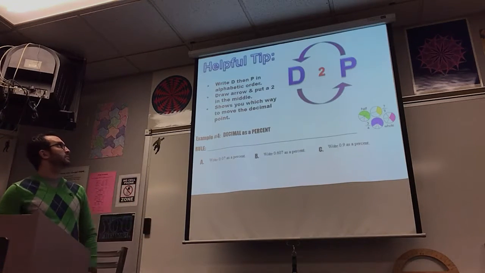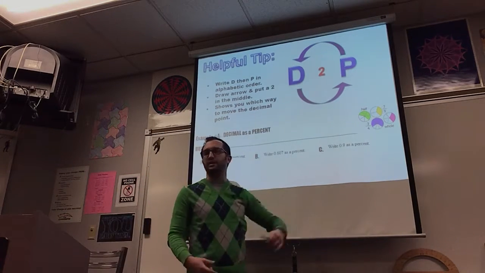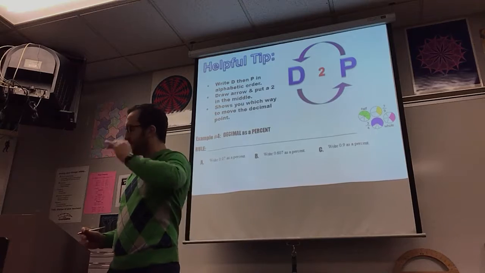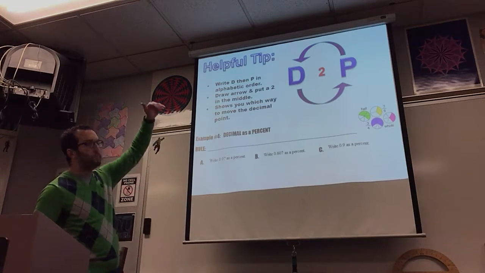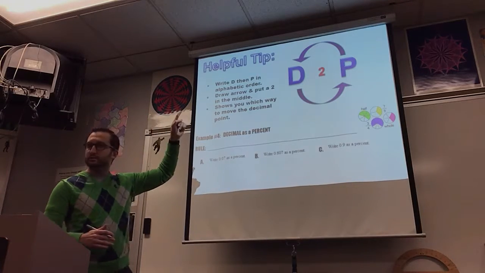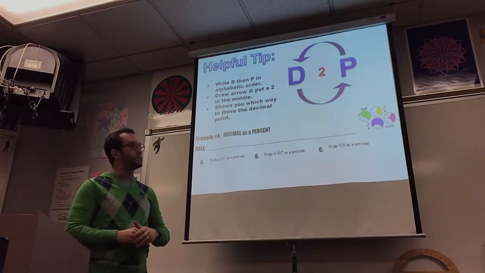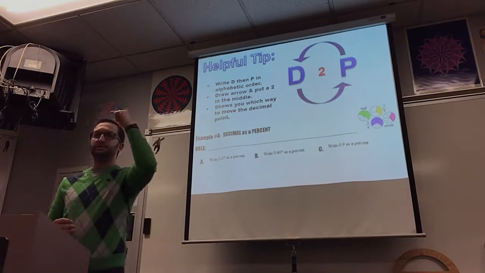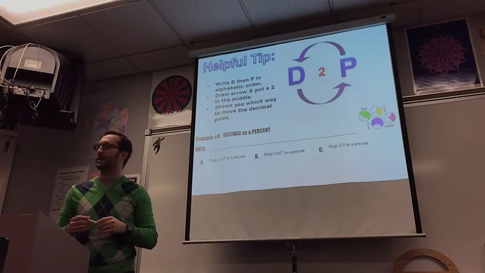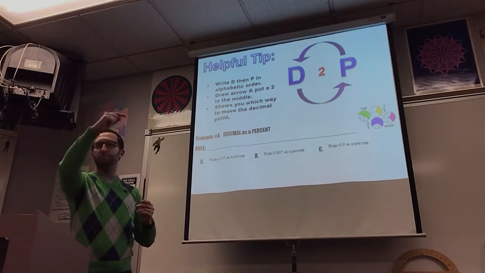And here's the big thing for today. Decimal to percent. D2P, right? Everybody say D2P. Means decimal to percent. And it follows this little pattern. D to P or P to D, doesn't really matter, okay? Right, D to P in alphabetical order, draw an arrow and put a 2 in the middle. It shows which way you should move the decimal point. So D to P, draw that if it's not already on your page. If it's not there, I want you drawing it. So put D to P.